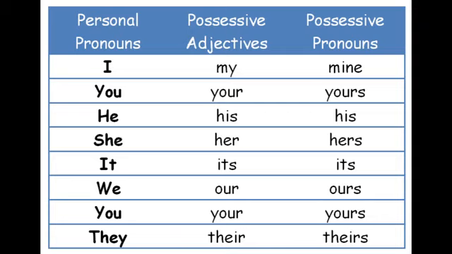We can see here also the list of personal pronoun, possessive adjective and possessive pronoun. You can see this list. I comes under personal pronoun, whereas my is possessive adjective and mine is possessive pronoun. You is personal pronoun, your is possessive adjective and yours is possessive pronoun. Like that, he is personal pronoun, his is possessive adjective, and his is possessive pronoun also. Like that, she is personal pronoun, her is possessive adjective, and hers is possessive pronoun. Like that, it, its, we, our, ours, you, your, yours, and they, their, theirs. You can see. So I hope you have understood till here.